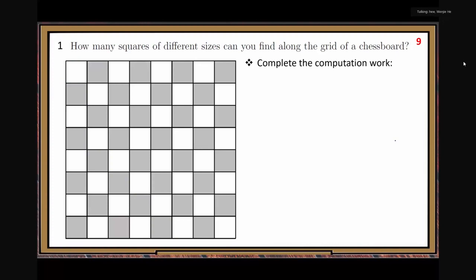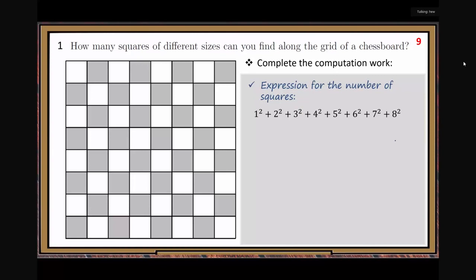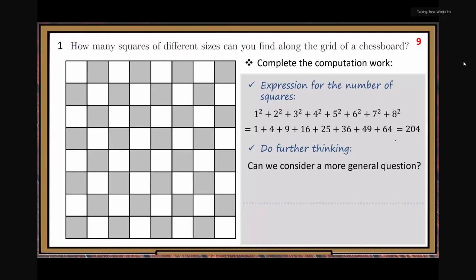Then, calculation. Complete the computation work. For the given question, we just do the summation of these 8 square numbers. So we get 204. But if we want to consider a general problem, we want to count the total number of squares in an n by n chessboard. This time we consider an n by n chessboard.